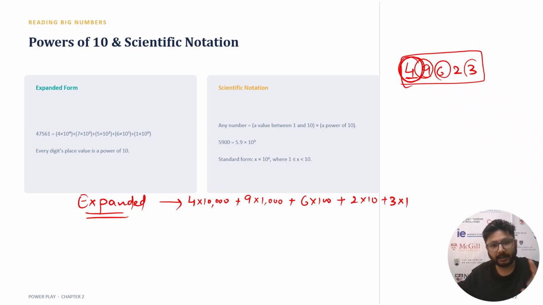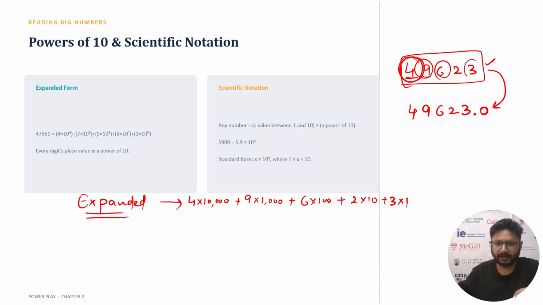As simple as that. On the other hand, when for the same number I have to write the scientific notation, try to understand it very carefully. I'll write the number 49623. Where is the decimal in this number? If the decimal is not there, it means that the decimal is at the end, followed by a 0. The decimal is not visible to me, so I'll convert it into this.